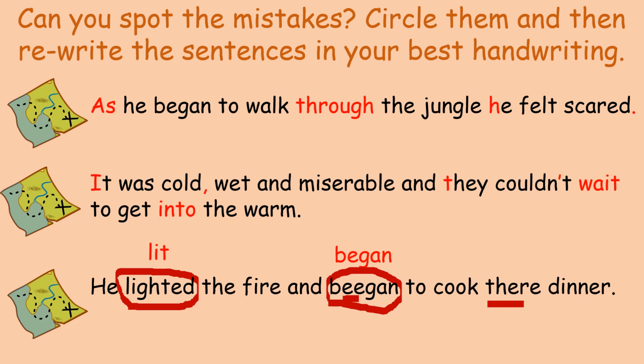The word there as well has a problem. So we use this word to describe a place over there. I put my school bag over there. But in this sentence, they're talking about their dinner. The dinner belongs to them, so we would spell it like this. He lit the fire and began to cook their dinner.